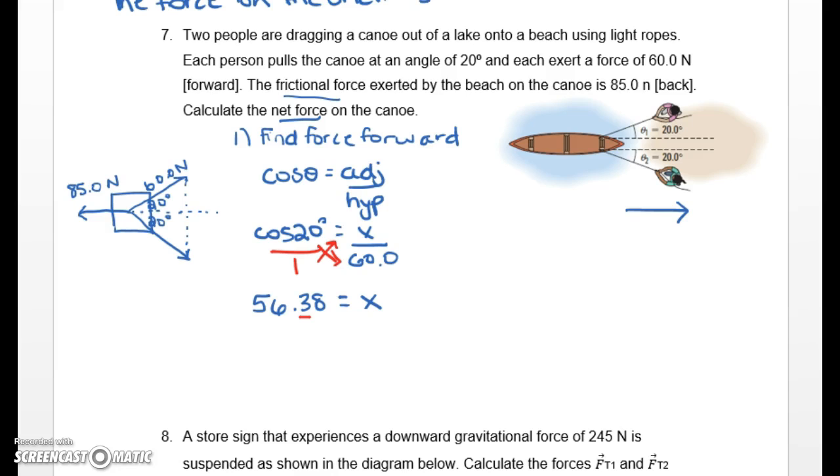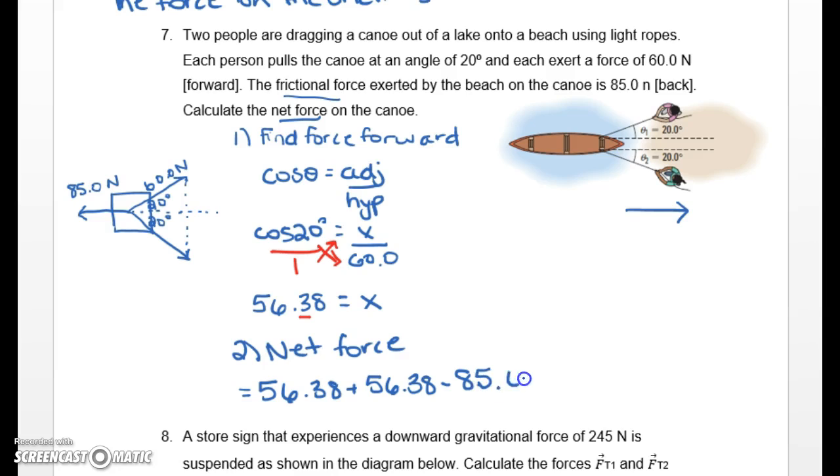So now that we have that horizontal component from each person, remember this is from each person, we can find that overall net force. So step number 2 here is the net force. So that's equal to this 56.38 newtons going forward from each person, so we have to write that twice. And then we need to subtract this frictional force that's acting as resistance. So we're going to subtract the 85.0.